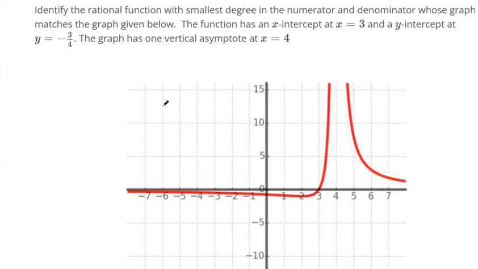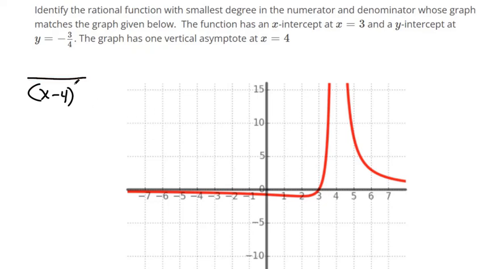So maybe pause the video and try to do this one along with me. But I'm going to do the same thing. I'm going to start with my vertical asymptotes. Vertical asymptote at x equals 4. So that means I need x minus 4 in the denominator. That way we have a divide by 0 problem at x equals 4. And that's where vertical asymptotes occur.